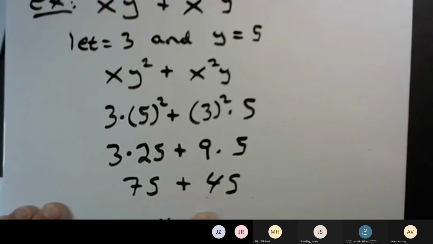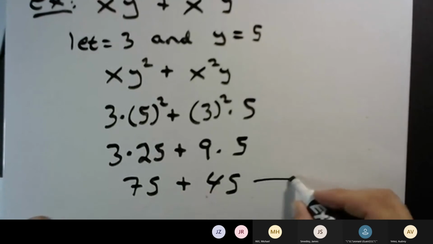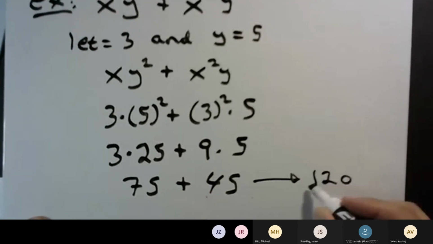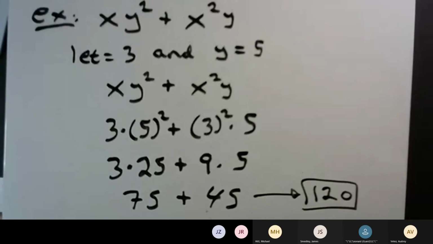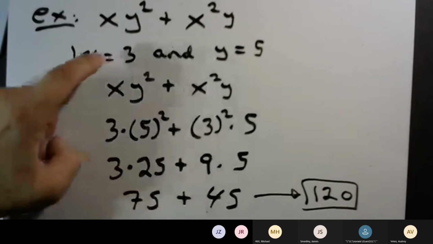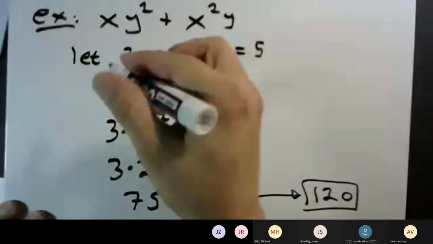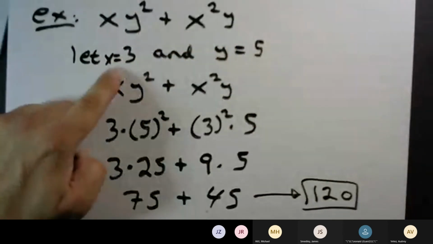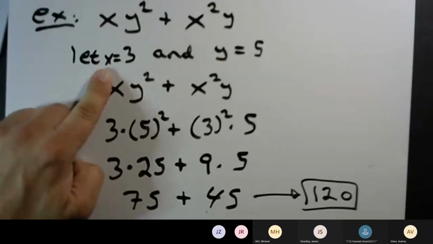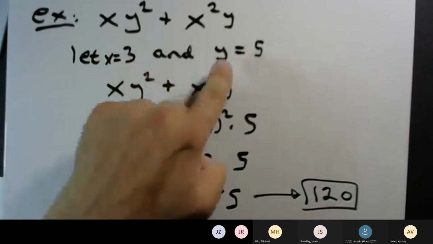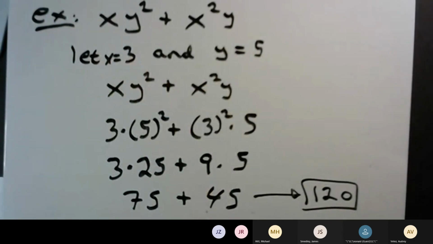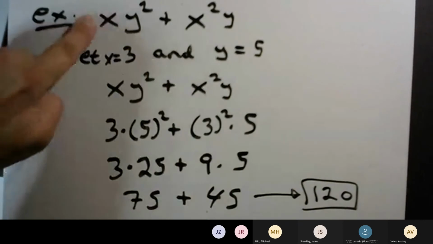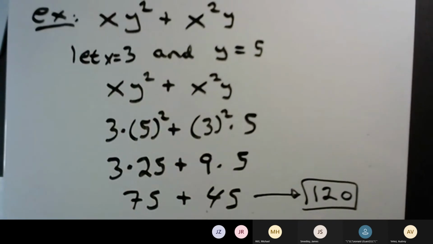So here, let me move this over to the side so you can see the whole problem. Add those two together, you get 120. So that's what happens if we let, oh, I'm sorry, I forgot to put the x in here. This is an x. So let x be 3. Don't forget to put that x in there. I apologize. y be 5. And so we take this expression, we're going to get 120.